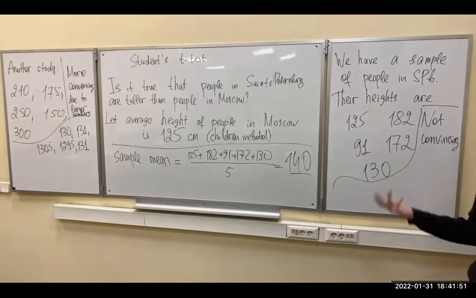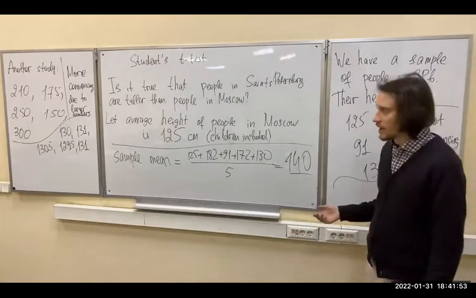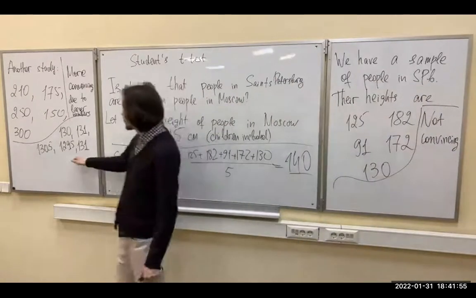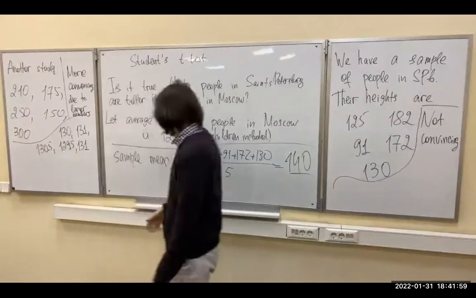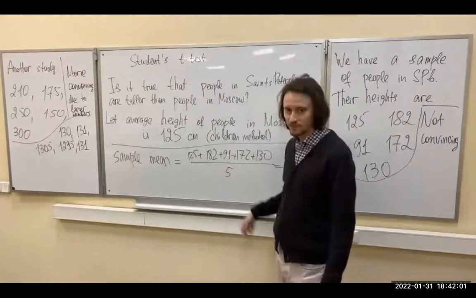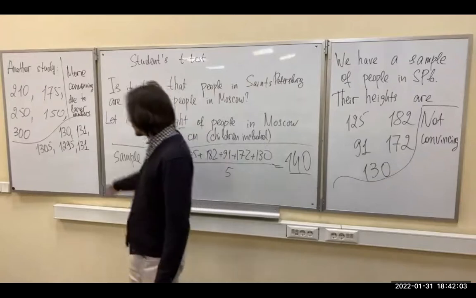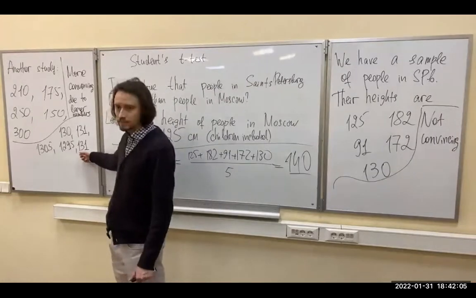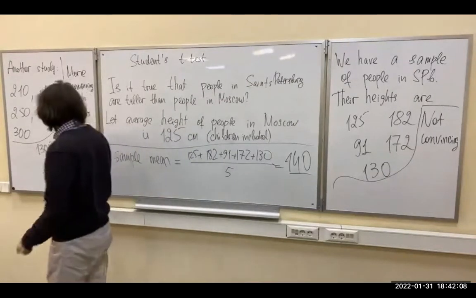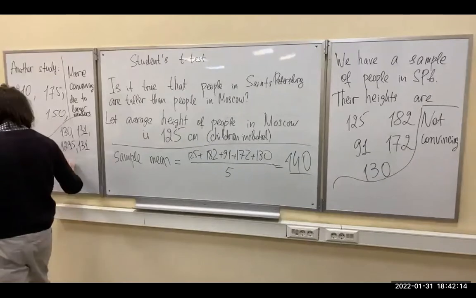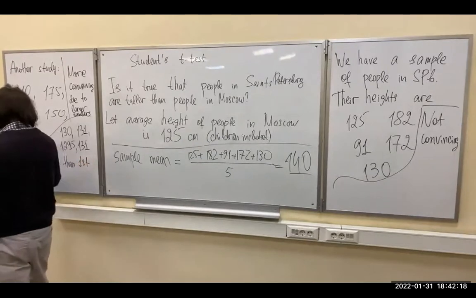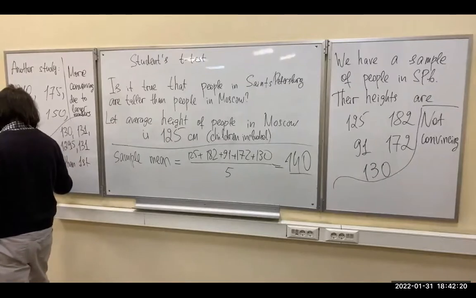This result is also more convincing than the first one. And now it is not due to large numbers, because these numbers are on average smaller than these numbers. But this is due to small variance. So this is again more convincing than the first study. And now this is due to small variance.